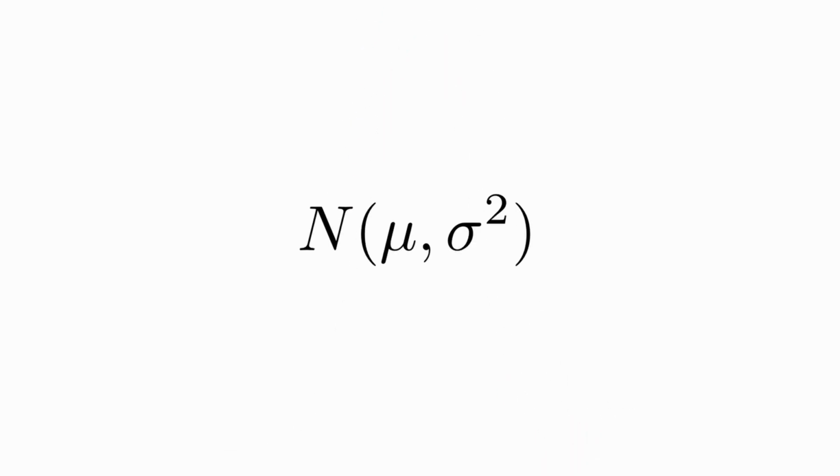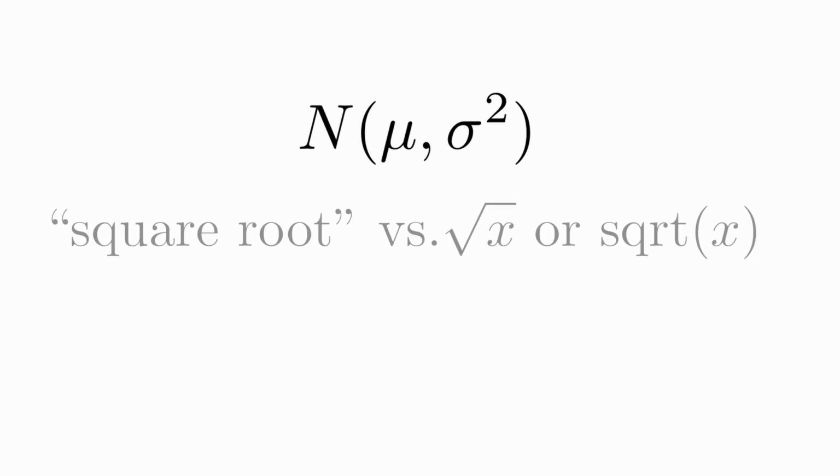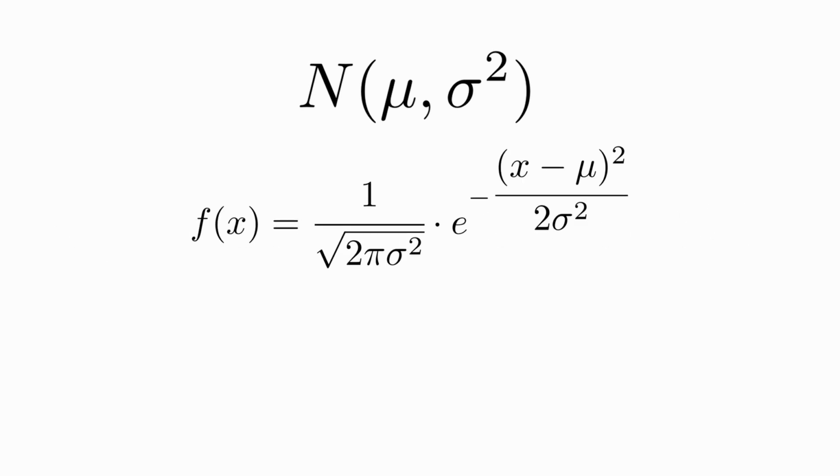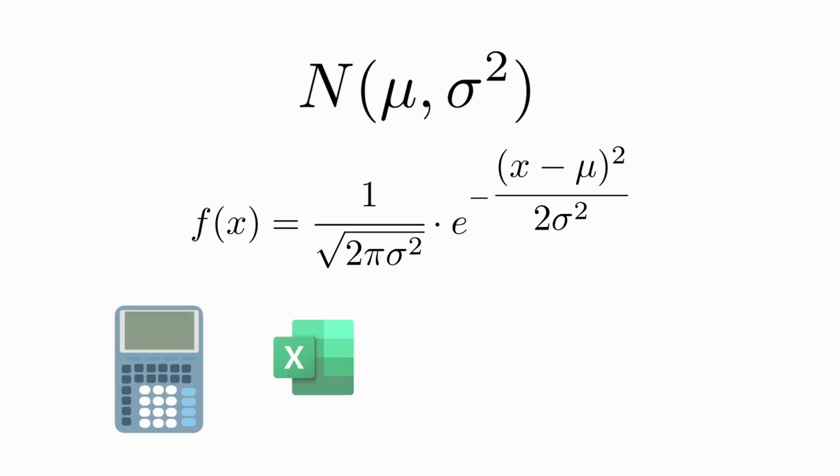We can also simply write N of mu, sigma squared to describe the same distribution, although we don't plug in values of x here. It's kind of like saying square root versus writing square root of x with x written in it. The equation itself might scare some people, but for most students, it's just something you plug into a calculator or a program like Microsoft Excel, Python, or R.